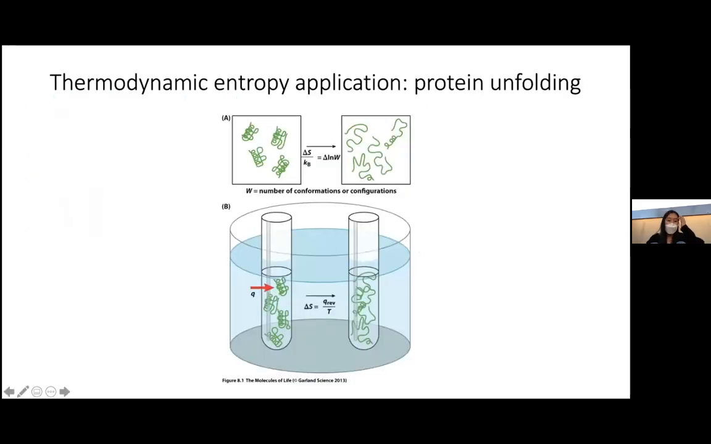So as I mentioned before, thermodynamic entropy can be applied to protein unfolding in a solution. So if we heat a solution of proteins, they're obviously going to denature and unfold. And I hope that it's obvious that if you're going from folded proteins to unfolded proteins, you will have an increase in entropy, a positive delta S. But can we get an actual value for entropy is the question.